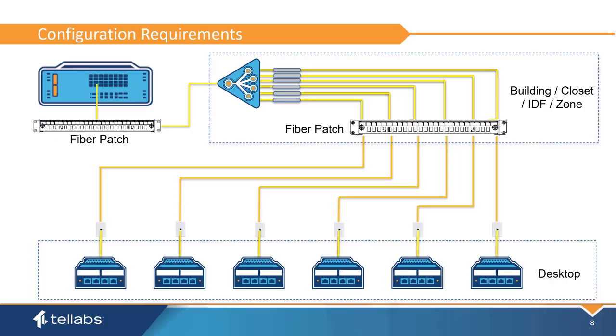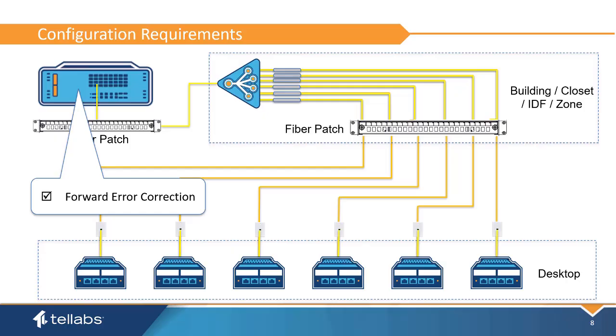When using multimode fiber, forward error correction should be enabled on the PON port. Multimode fiber cables in aging infrastructure can cause data errors due to modal dispersion. FEC adds redundant data to messages, allowing receivers to detect and fix errors without retransmitting, preventing network congestion and maintaining performance.